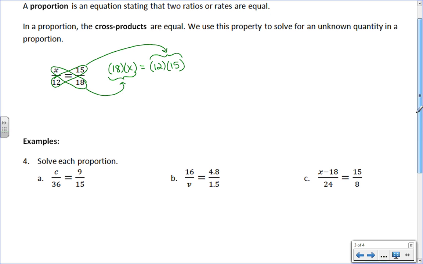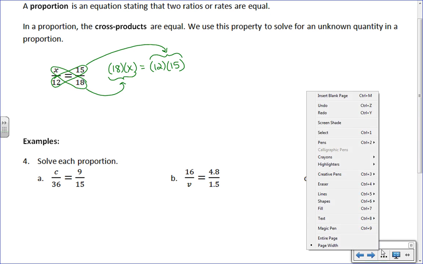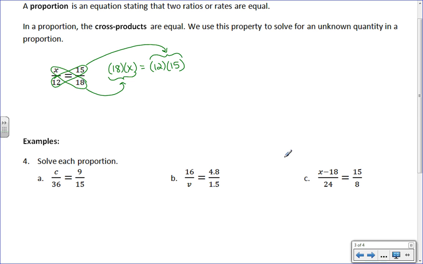So let's take a look at example 4a. It says solve each proportion, and the first one says c over 36 is equal to 9 over 15. Now when we go to find the cross products, what I like to do is look for where the variable is first, and make sure I get this cross product first, so that the variable will always be on the left. We know we really like the variables to be on the left. So here we have 15 times c, and that cross product has to be equal to the other cross product, 9 times 36.